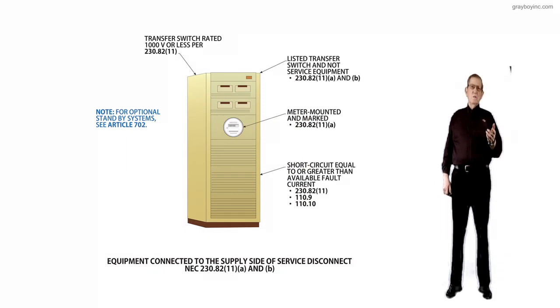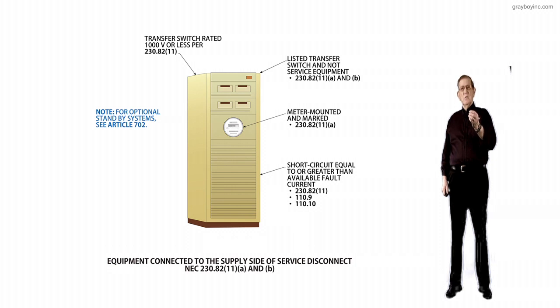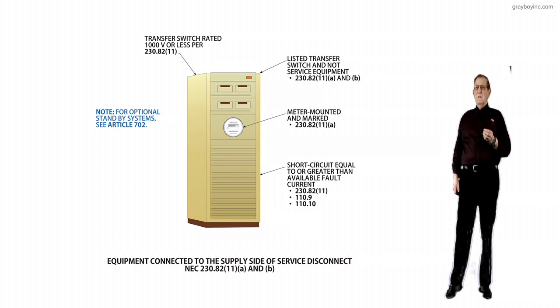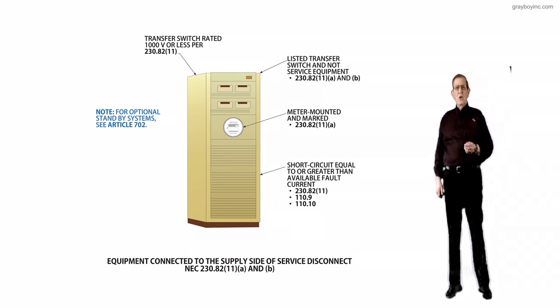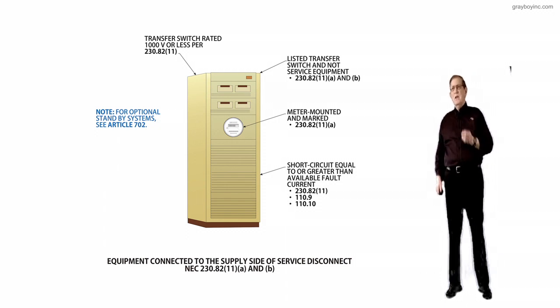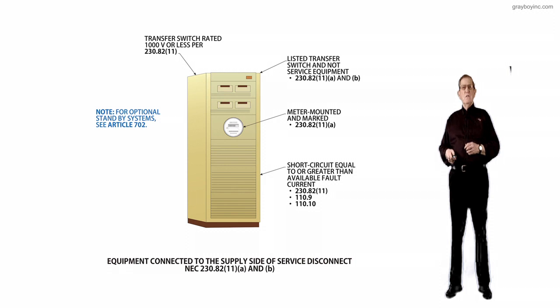This illustration deals with equipment that is connected to the supply side of the service disconnect again. Notice that this is item number 11 to NEC 230.82 A and B. Purpose of change: a new subdivision was provided and has been added to recognize the use of meter-mounted transfer switches, which are currently available and are being installed to facilitate optional standby systems.